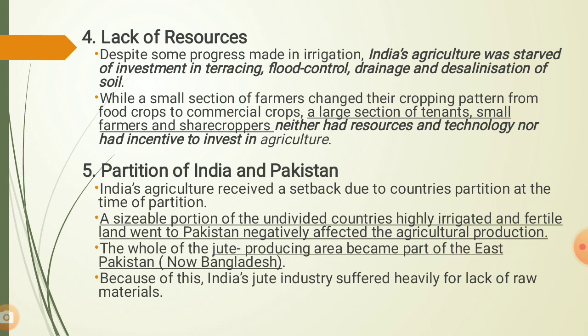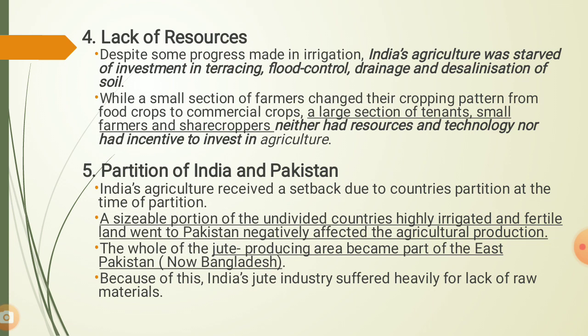Because of the commercialization of agriculture, although some farmers started growing cash crops instead of food crops, a large section of tenants, small farmers and sharecroppers neither had any resources and technology nor had any incentive to invest in agriculture, because there was no sufficient amount of resources. The agriculture sector remained stagnated because of this, since they were lacking resources, so they were not able to use updated technologies.